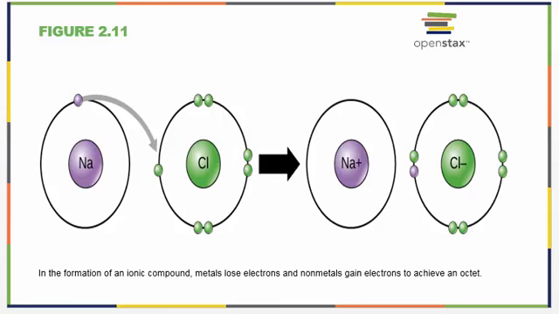Sodium would then be considered a cation, which is the name given to net positive ions. We say that it's net positive because that balancing act between the number of positive protons and negative electrons has been thrown off. You lost a negative electron, so it's now positive 1.